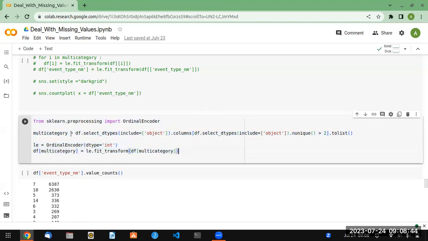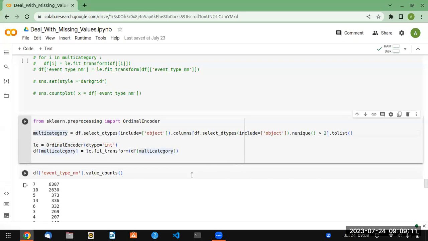Okay, that means you first extract the multi-categorical columns, then you create the object using ordinal encoder, then you fit and transform this data set like this. But before that, make sure you have taken care of all those missing values in multi-category columns. Okay, so that's why we were getting the error that day.